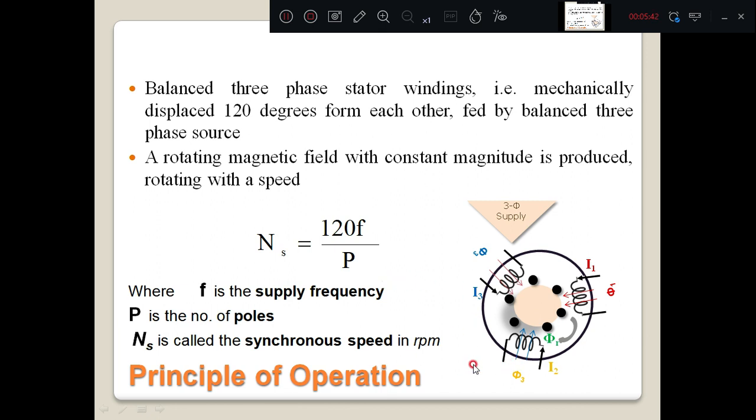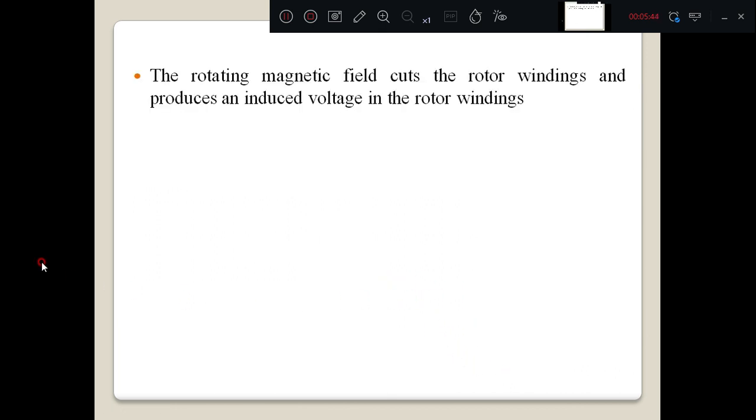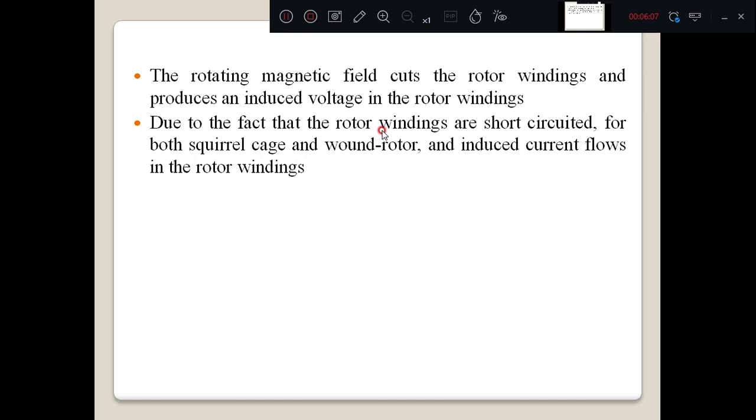The same thing we will see in the next slide. That is, the rotating magnetic field cuts the rotor windings and produces an induced voltage in the rotor windings. Because the flux is cutting the conductors, because of Faraday's laws of electromagnetic induction, there is an induced voltage in the rotor conductors. And we know that rotor windings are short circuited for both squirrel cage as well as wound rotor. Then an induced current starts flowing in the rotor windings.